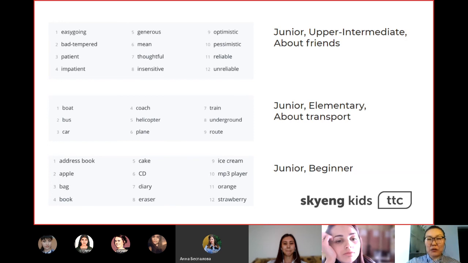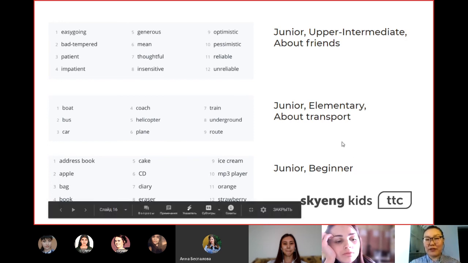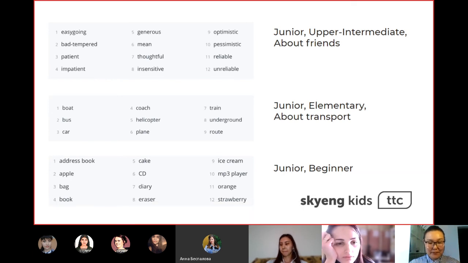Okay, now who has chosen elementary transport? Send me a plus to our chat. Okay, Ekaterina, tell me about practice, please. How would you practice? Doesn't matter.